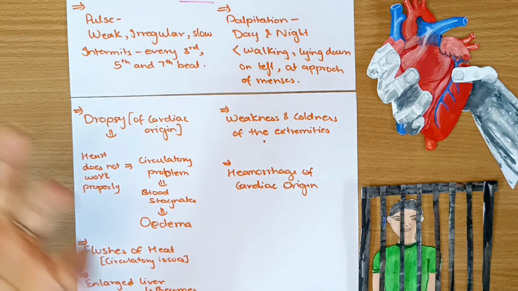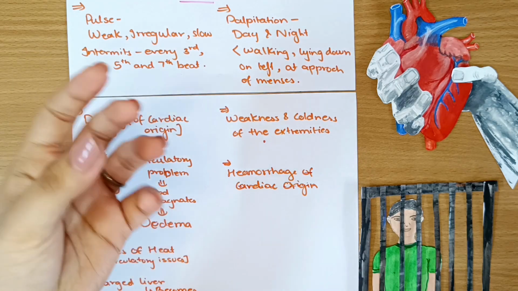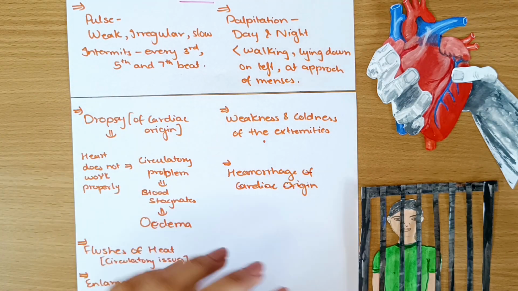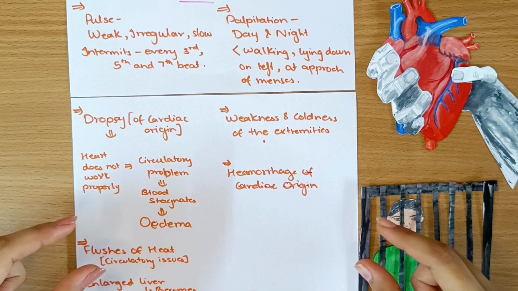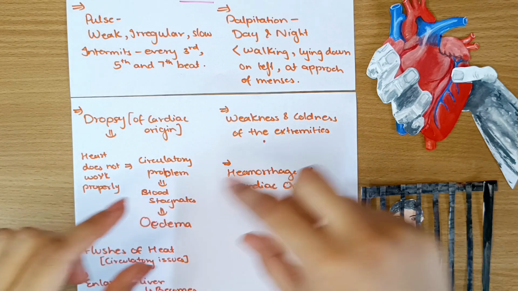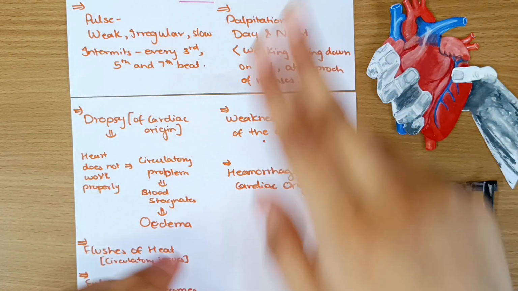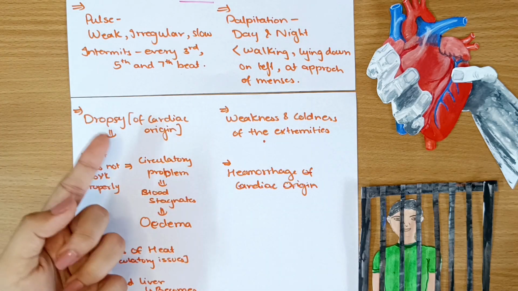We see that the heart is not working properly, so there are circulatory issues. The blood is not able to reach every body part, and this creates a lot of problems. Because of this, blood stagnates in the region, and because of this stagnated blood, there is formation of edema. So because of cardiac origin, there is dropsy.